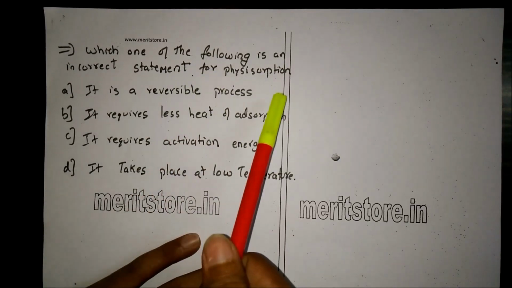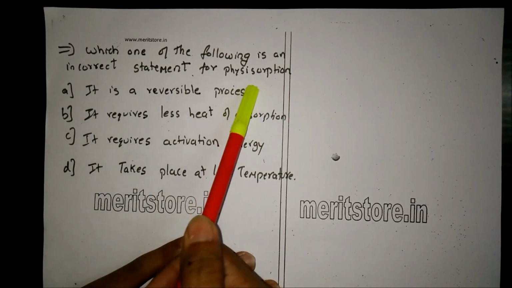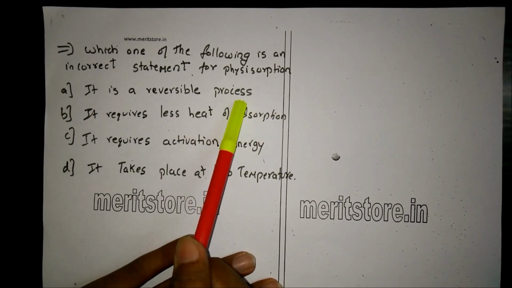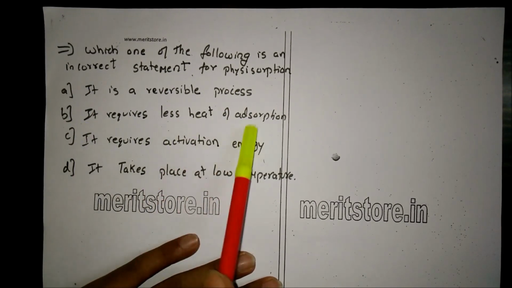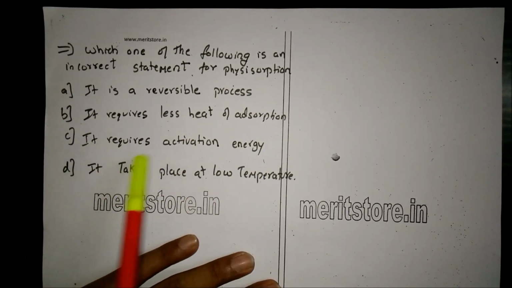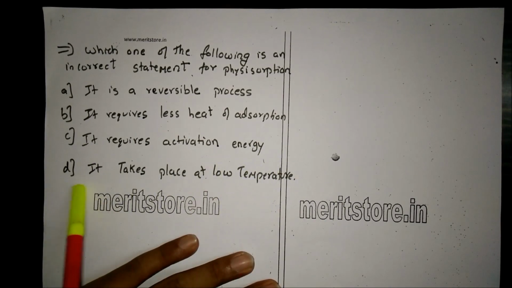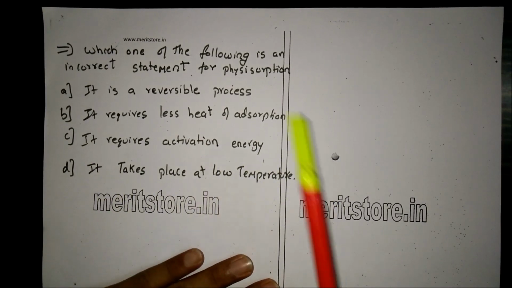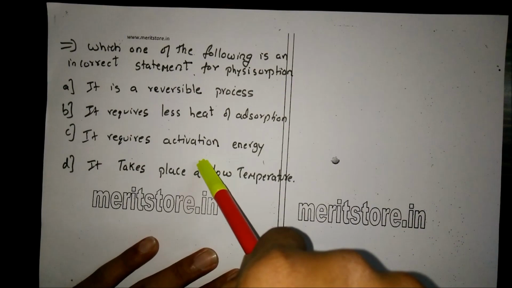Which one of the following is an incorrect statement for physisorption? A. It is a reversible process. B. It requires less heat of adsorption. C. It requires activation energy. D. It takes place at low temperature. Now we have to figure out which of these answers is actually wrong.